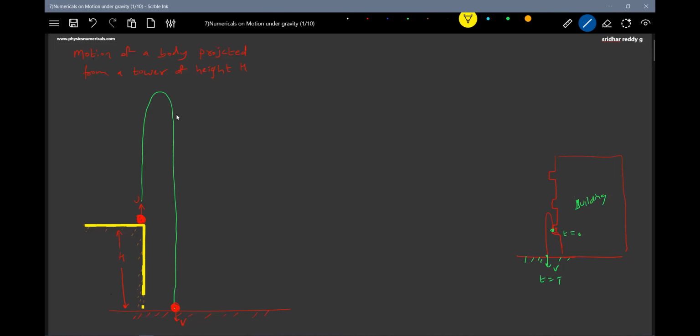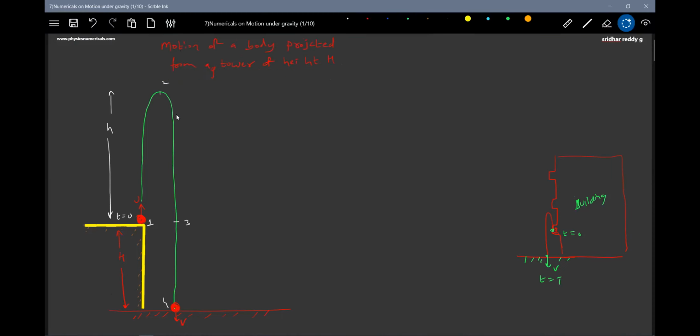I'll make this tower a little bit... I think, okay, no, it looks very neat. So when it is projected at t equal to 0, let me take the point of projection as 1, the highest point as 2. Again, it will be at the same level, then let this be 4. Finally, it will be at 4. So then it will ascend some height h from the tower. It will come to instantaneous rest here.